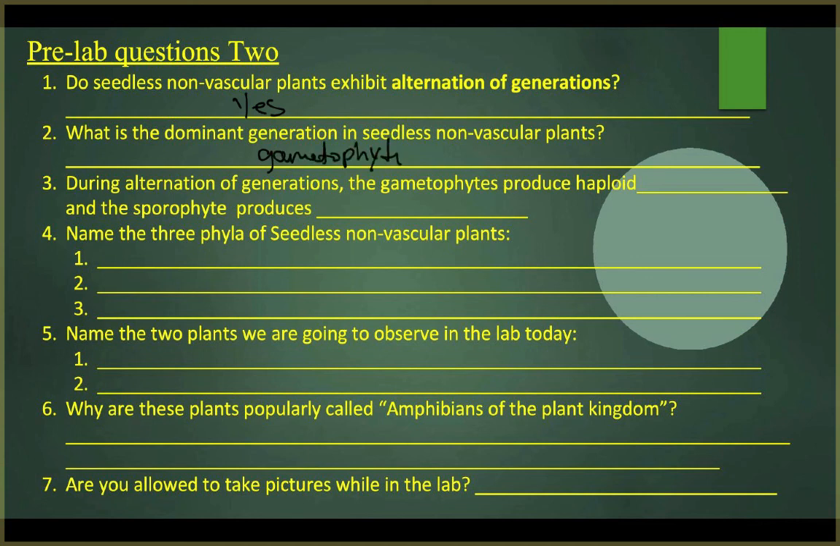During alternation of generation, the gametophytes produce haploid gametes, and the sporophytes produce spores. Hopefully you know they are haploid through the process of meiosis. Name 3 phyla of seedless non-vascular plants. Hepaticophyta, which you remember, hopefully, that this is what we get liverwort.